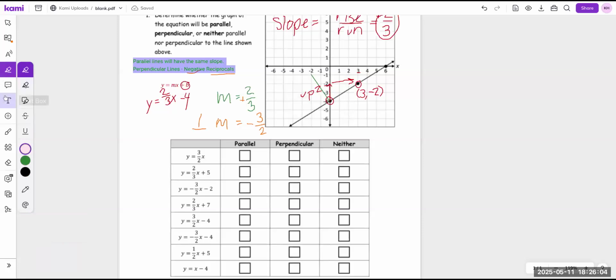Oh, is that going to do it? No, I wanted to do something else. Hold on. This. I wanted to highlight. Oops. You can't tell the difference there because that's a light peach. That's ridiculous. But anyways, 2/3, right?